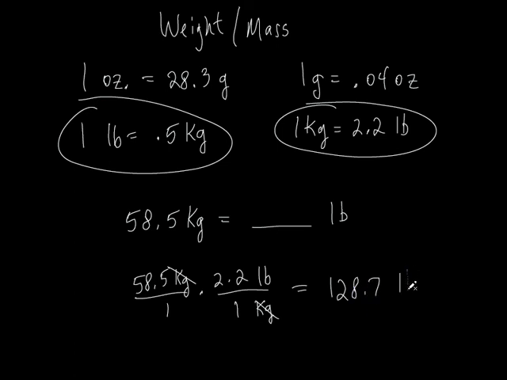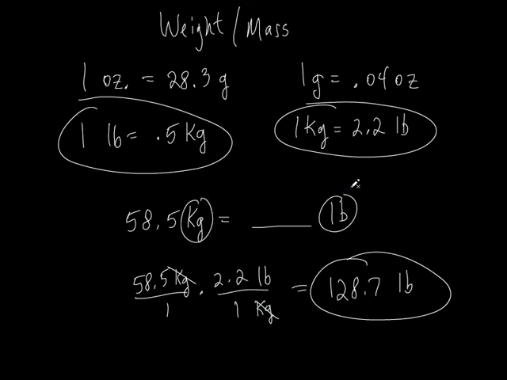So use a calculator for that. Multiply them together: 58.5 times 2.2. You'll get something around here. It may not be exactly this, but it will be very, very close to that. It's basically the same thing, except look what you're doing. You're going from metric to what? English. That's really the only difference.